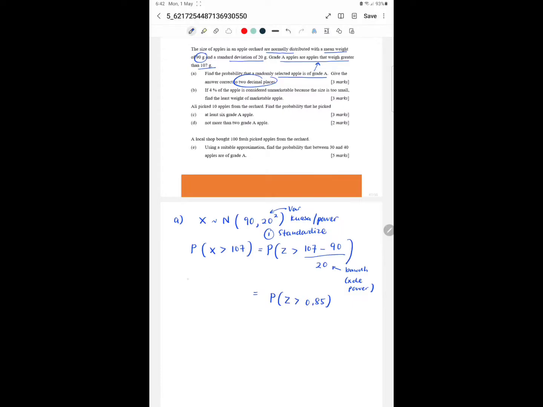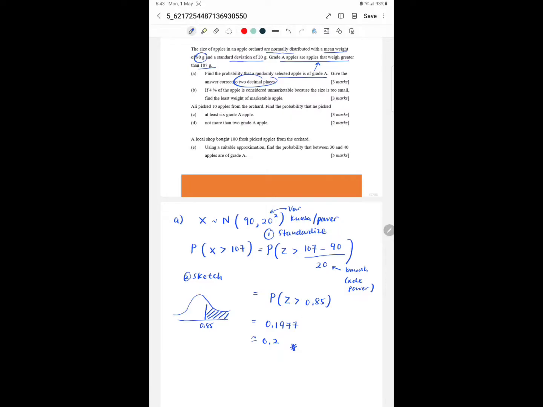So second step, after standardize, we sketch. So when we sketch the normal distribution, 0.85 is on the right side, so it is here. So when it is on the right side, more than, we can straight away refer to the table, you will get the answer 0.1977. Okay, or round off to 0.2. The question is asking for 2 decimal places, so we round off to 0.2.